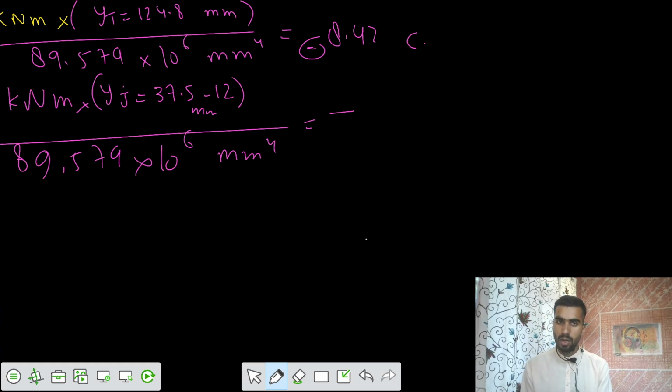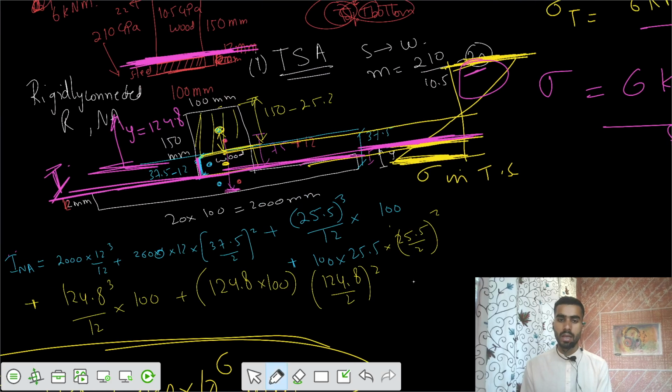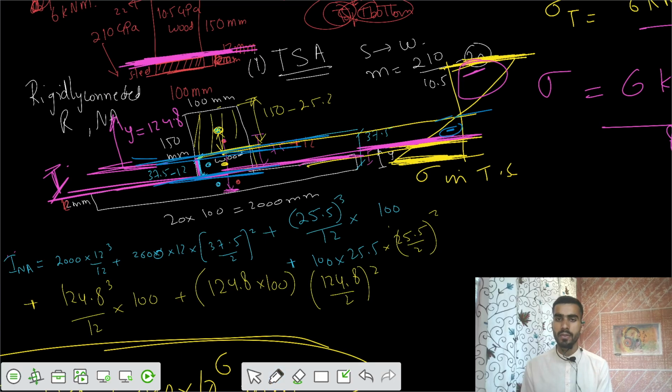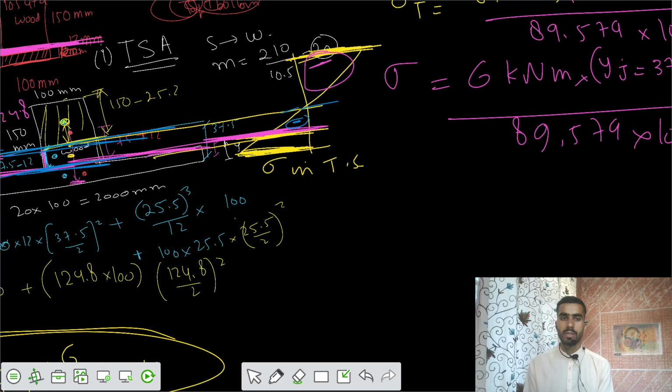plus 1.696. Is it plus or minus? What do you think? What should be the value of stress here, positive or negative? The point is below the neutral axis, so I would say this is tensile stress. We can write tensile stress here. This was your tensile stress below the neutral axis. And after that, you have to say what's the stress at the bottom.